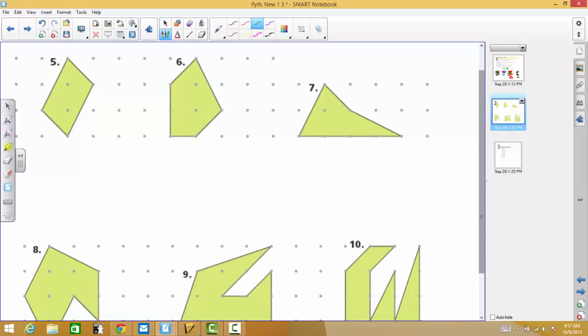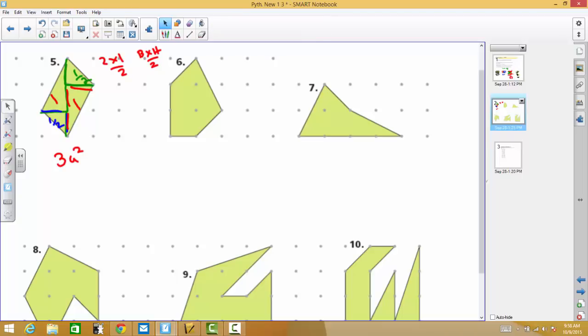So in 5, you need to break this up into triangles, right triangles, with perfect bases and perfect heights. So this triangle right here is a 1 by 1, so that's 1/2. And when I'm talking about a 1 by 1, I'm talking about the space between the dots. And then the other 2 triangles are both 2 by 1s. So those areas are 1, because 2 times 1 divided by 2, base times height divided by 2, is 1. So the answer for this is 3 units squared.